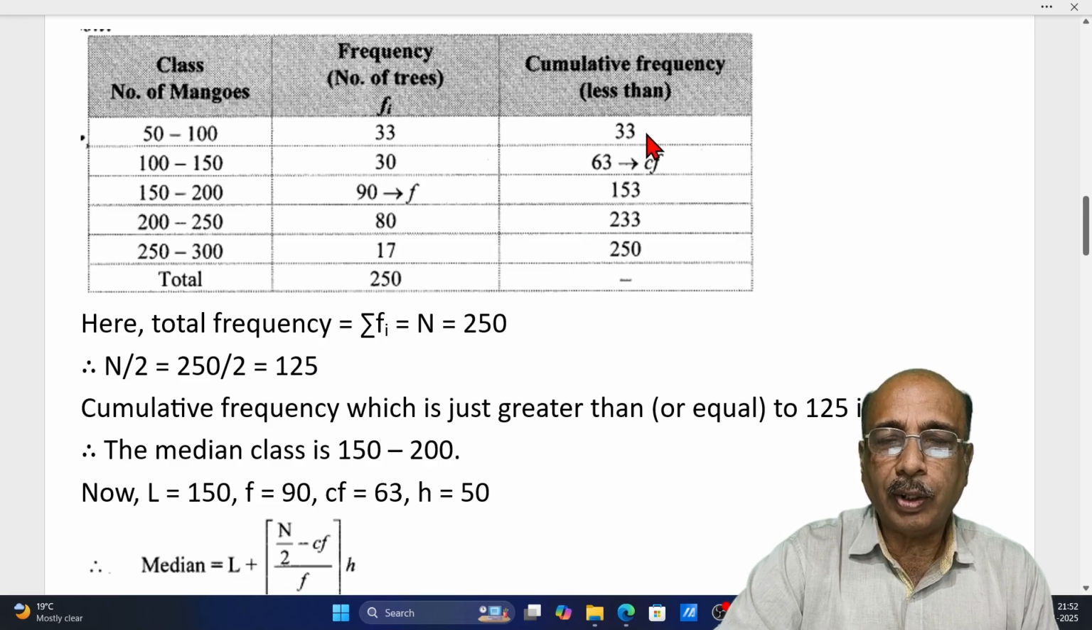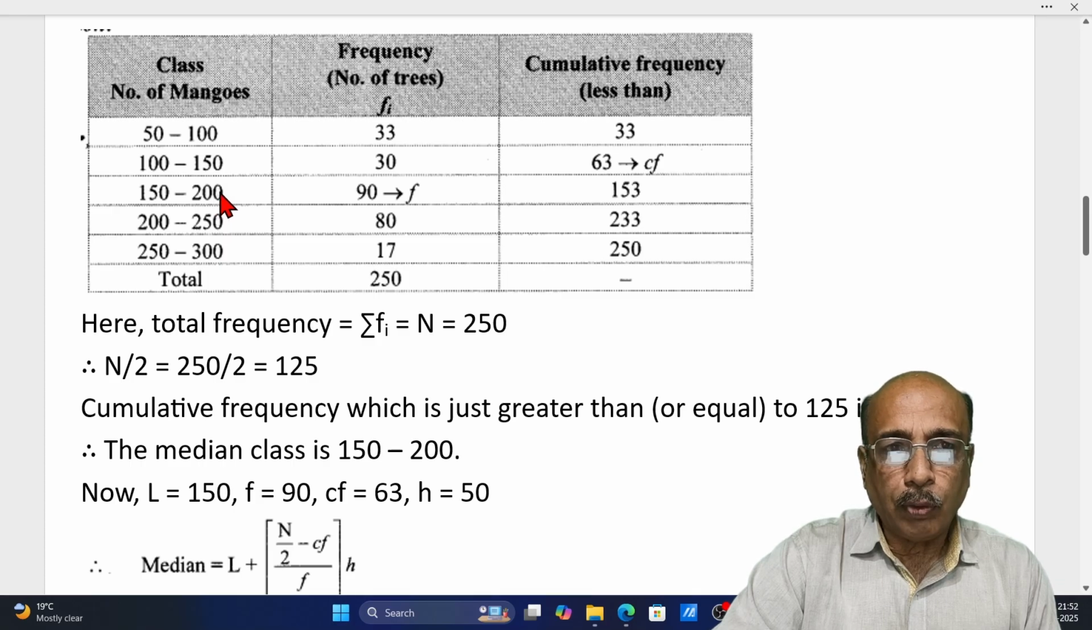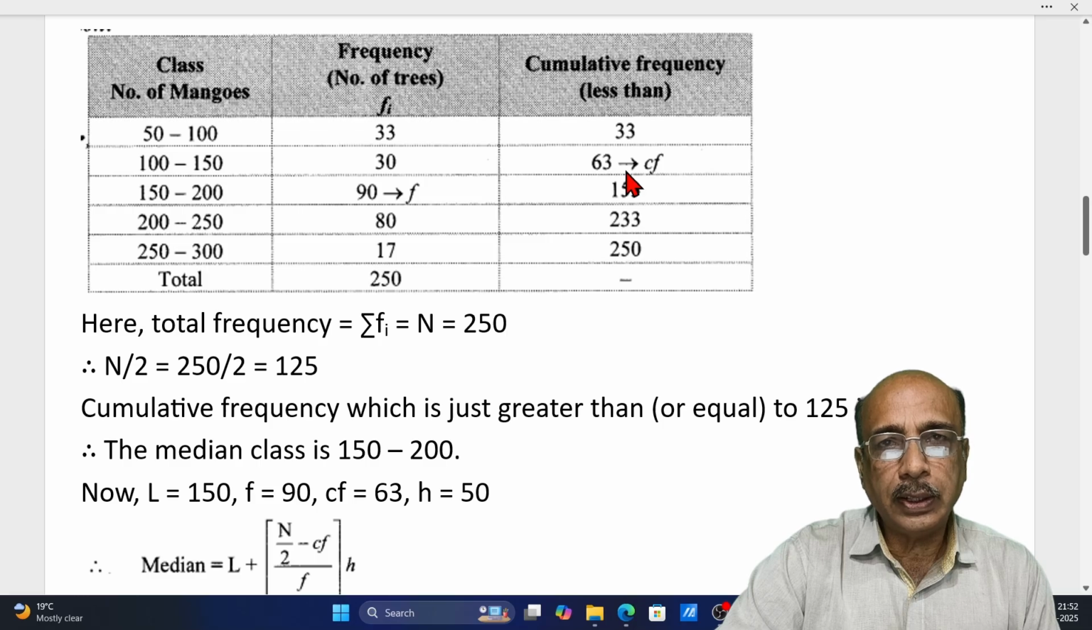Where will 125 come in the class? Cumulative frequency, it is greater than 63 but less than 153. So it will come in the class 150 to 200. Therefore, this will be the median class. Frequency of the median class will be f, that is 90, and previous class cumulative frequency, here it is 63.